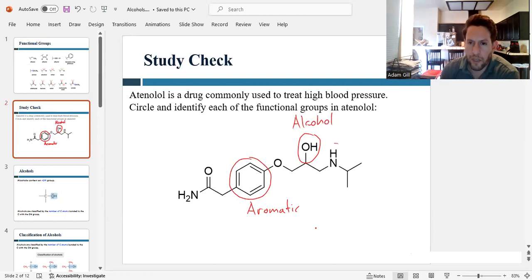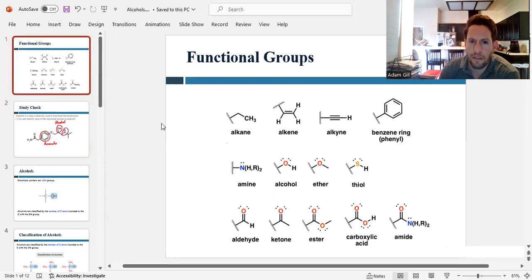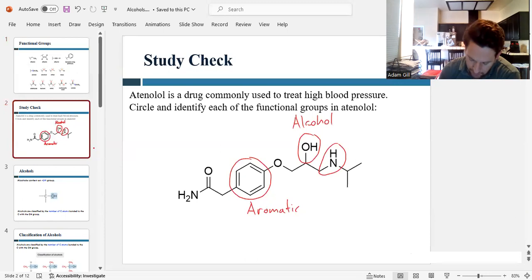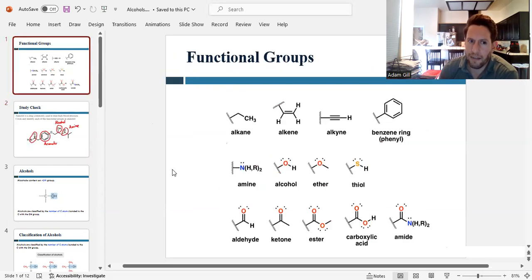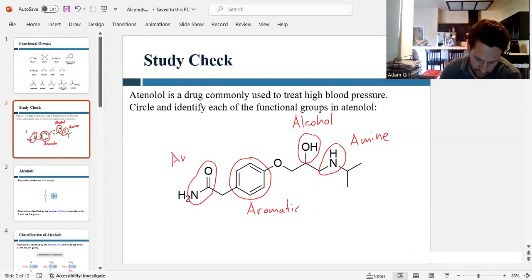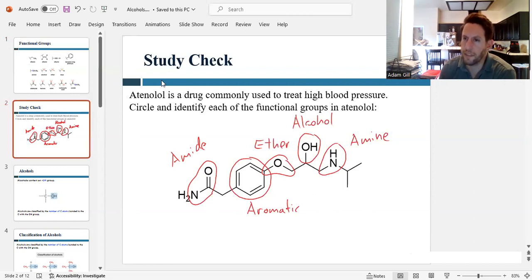Well, right here, I see that we have an OH. And so that's going to be an alcohol. And what did we call it when we had a nitrogen connected to carbons? That was the amine. And what about when you had the carbon double bonded to oxygen next to a nitrogen? Well, that was the amide. And the last one here is just an oxygen sandwiched between two carbons. And that's what we called an ether. And so those are all the functional groups in this molecule.